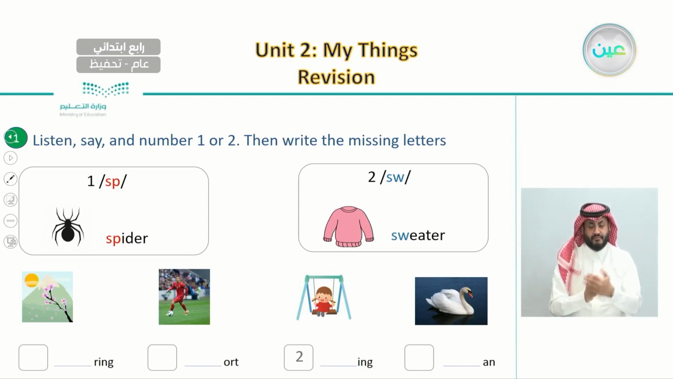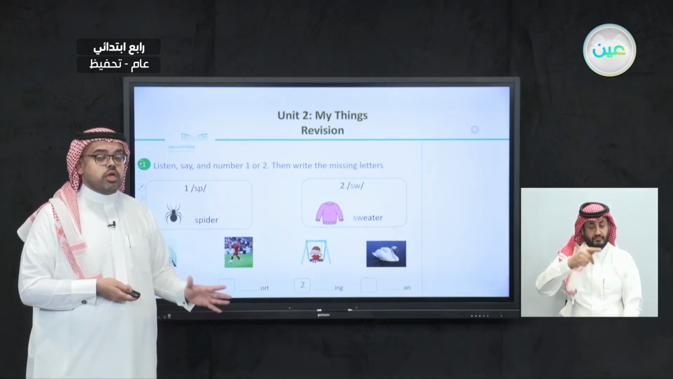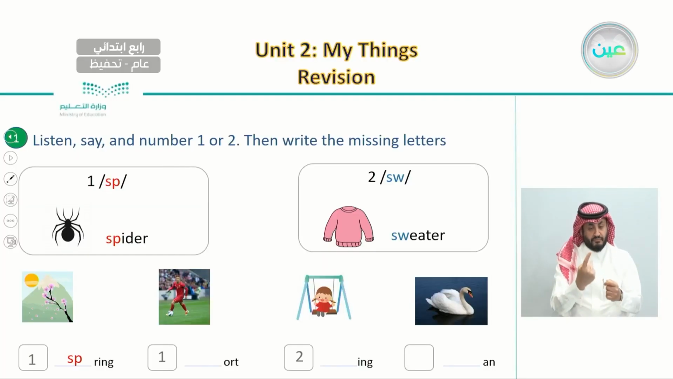So let's listen again to these words and try to decide. The first word we have here is spring. And what do you think spring belongs to? It belongs to the first sound. So here we write number one and S and P. And the second word, which is sport. And what do you think sport belongs to? To the first or to the second sound? It, of course, belongs to the first sound. So here we write number one as well, and we write S and P.